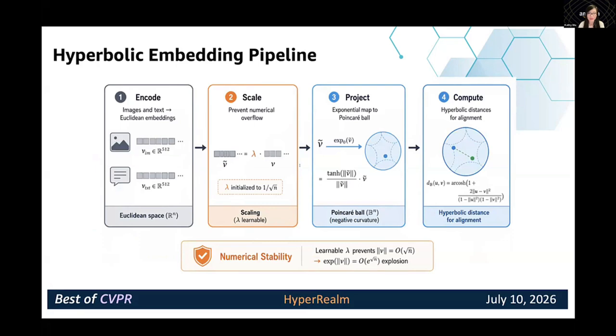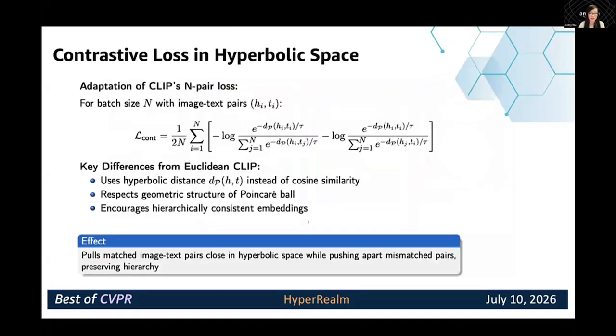To zoom in on the embedding pipeline, the first step is Euclidean encoding, the second step is learnable scaling, the third step is the exponential map, and the fourth step is hyperbolic embeddings. One beautiful property is that this transformation is differentiable, so gradients flow smoothly during backpropagation. We can train with standard optimizers.